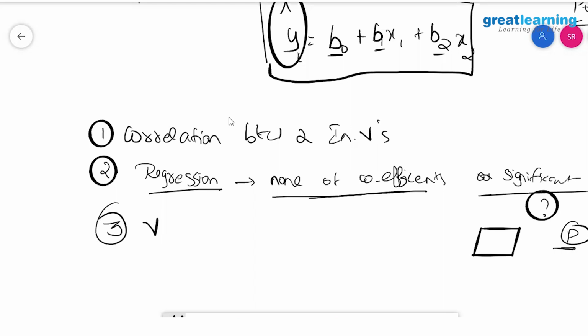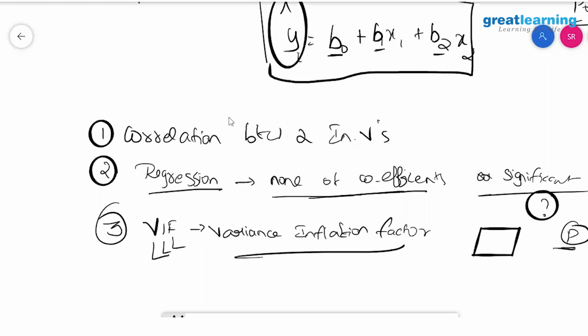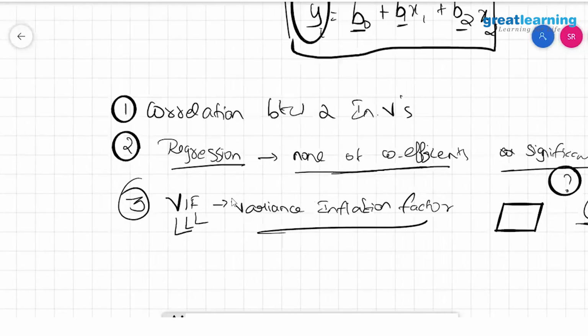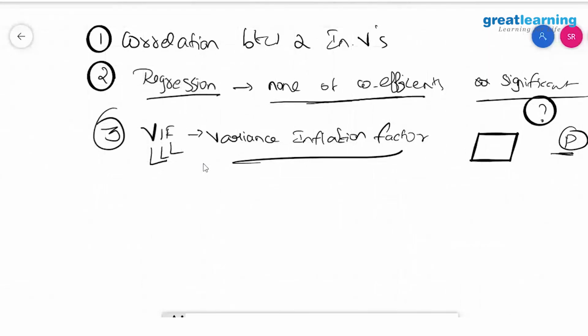Next, one more important concept is VIF, variance inflation factor. It is not part of the scope of this session. Probably in the next session or another session we'll be discussing what is VIF. But roughly I'll tell you what is VIF. VIF is given by the formula 1 divided by 1 minus R squared.